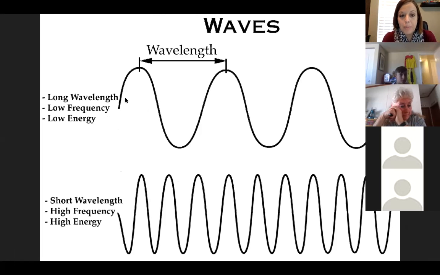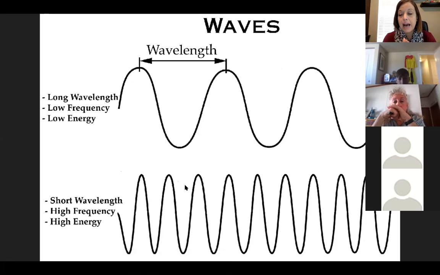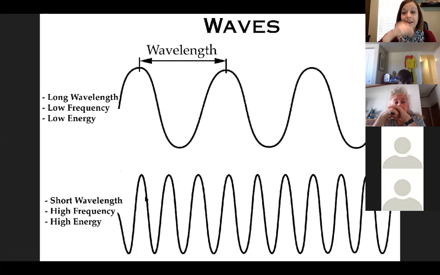Okay, this top wave has a long wavelength. There's a lot of distance between the waves. Low frequency, so this is a low energy wave, okay? The bottom wave, by contrast, has a short wavelength, high frequency, so that is a high energy wave. So the way you guys knew that the bottom one had higher energy is you have a lot of waves per second, right? Short wavelength, high frequency wave.